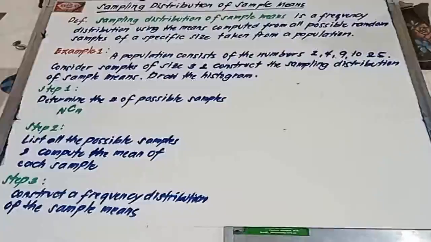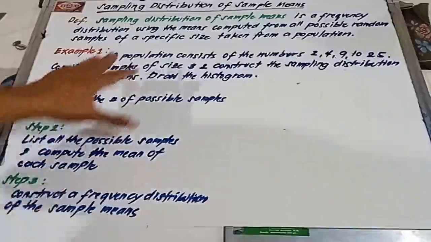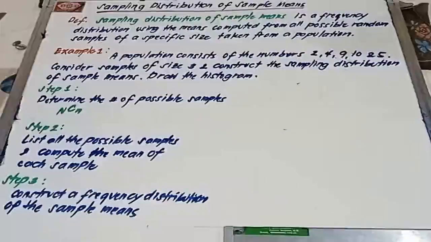Good day. In this video, you're going to learn how to construct sampling distribution of sample means. But first, let us define kung ano ba yung sampling distribution of sample means. It says it is a frequency distribution using the means computed from all possible random samples of a specific size taken from a population. So, ibig sabihin, yung ating sampling distribution ay frequency distribution din. Kaso nga lang, ang gagamitin natin ay yung mga means ng ating samples na kinuha natin doon sa population.